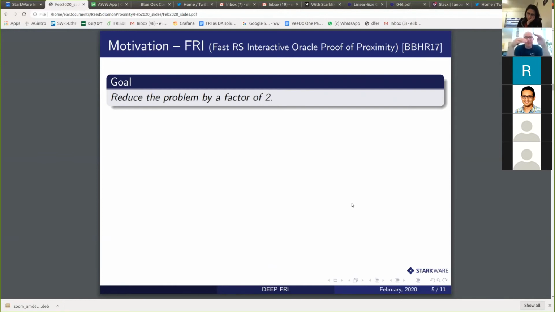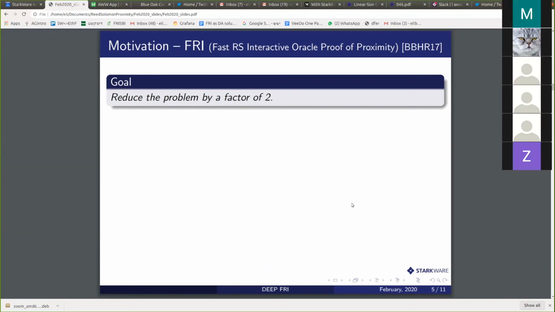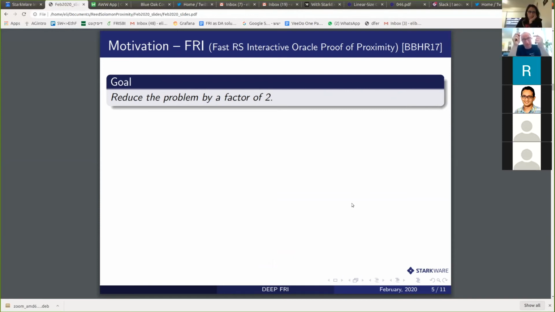And we would like to maintain this gap, right? We want to reduce to a problem that is of the same nature, but smaller by a factor. The evaluation domain is smaller by factor 2, and the degree is smaller by factor 2. So it maintains the rate as an invariant. It maintains the property that the evaluation domain is a multiplicative subgroup. What changes is just that the size becomes smaller.